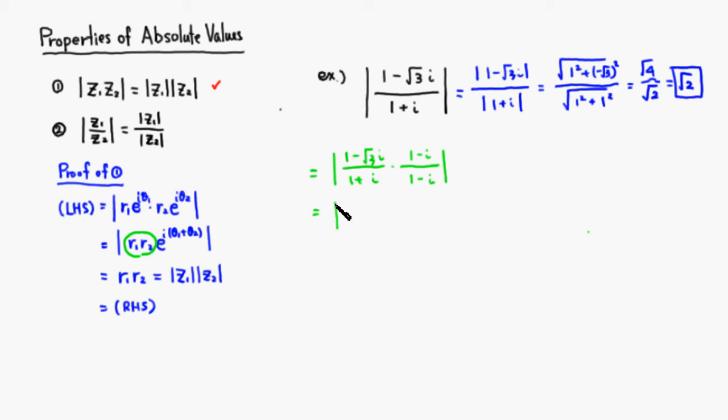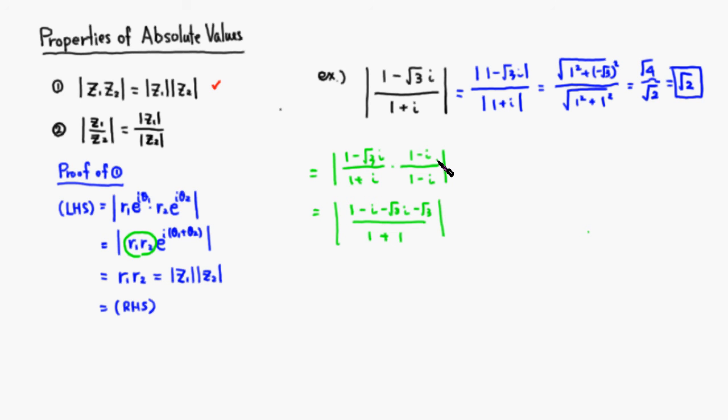On the bottom, we have 1 plus minus i squared. 1 minus i squared would be negative 1, so it's going to be plus 1, right? Then multiply out, so 1 times 1 is 1. 1 times negative i is negative i. Negative square root of 3 i times 1 is negative square root of 3 i. And negative square root of 3 i times negative i would be negative square root of 3. Right? Then we can just clean up a little bit.